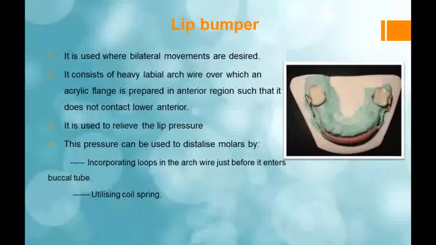Now, lip bumper. It is used where bilateral movement is desired. It consists of a heavy labial arch wire over which an acrylic flange is prepared in the anterior region such that it does not contact the lower anterior. It is used to relieve the lip pressure, and this pressure can be used to distalize molars by incorporating loops in the arch wire just before it enters the buccal tube, or by utilizing a coil spring.